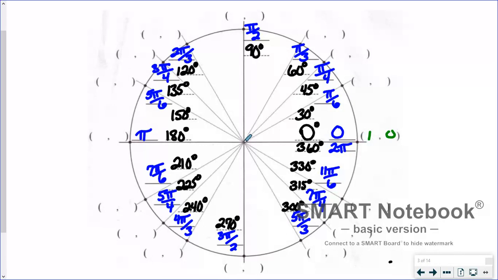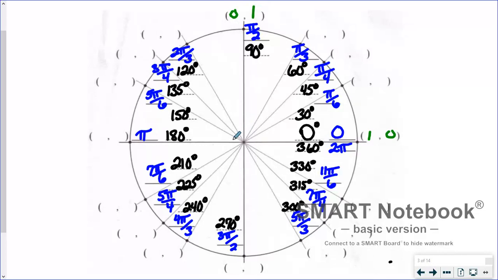All right, what if I start from my origin again, 0, 0, and I go up 1 unit? Not 1, 1, but 0, 1, right? Because we haven't gone to the right any. The x coordinate tells us how far left or right we go from the origin, correct? So this is just 0, 1. I didn't go right or left any, and I went up 1.